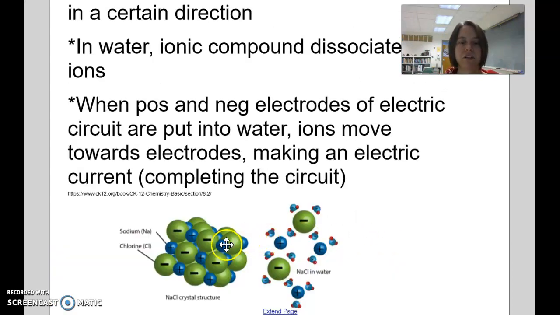Taking a look at a picture, we have a sodium chloride crystal, and then you put it in water, and you can see that it breaks up into its negative chlorine ions and its positive sodium ions. And if you were to put electricity in there, then the positives would flow one way, and the negative ions would flow another way, and you would have an electrical current. You'd have a flow of ions.